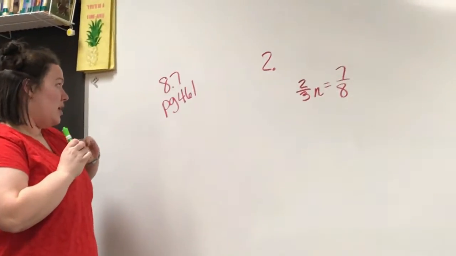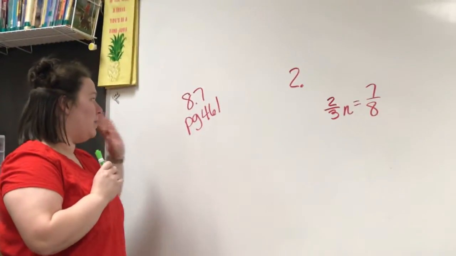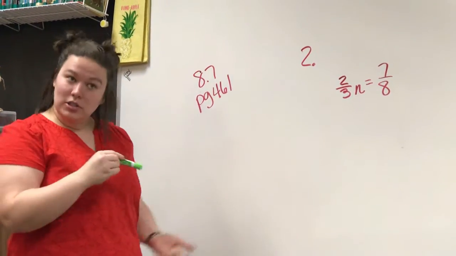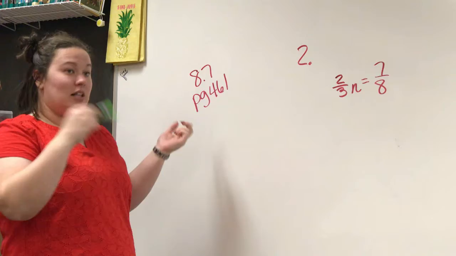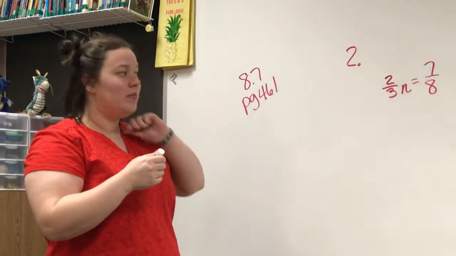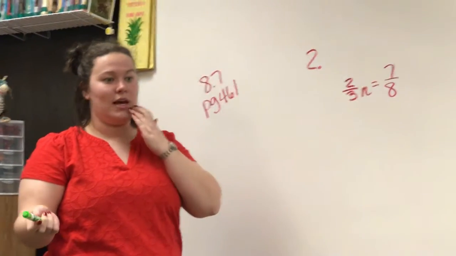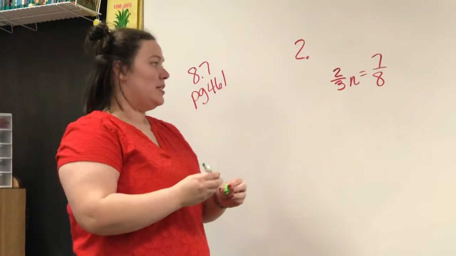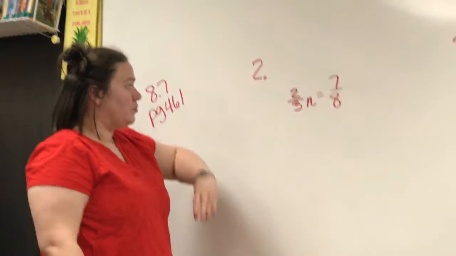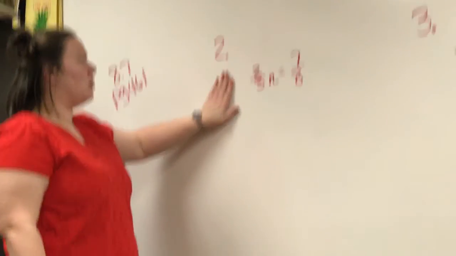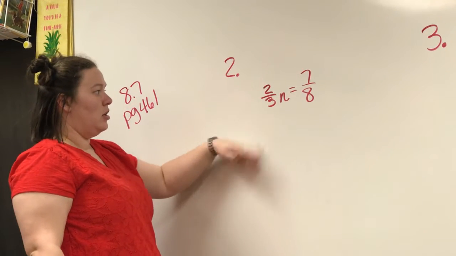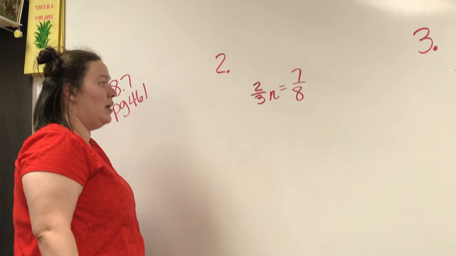We are on lesson 8.7, page 461 in your book. And luckily, the lesson before this, we reviewed it. And this lesson is going to be way super short compared to the previous lesson. So, on number 2 in your book, it gives you a big long word problem with this equation in it.